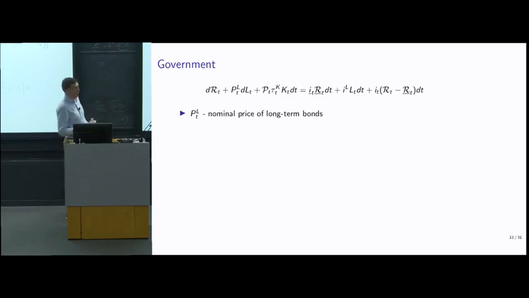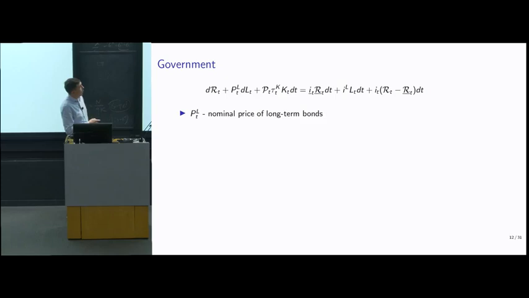Let's move on. The government. That's the final part of the model setup before we can talk a bit about the equilibrium. So this is the consolidated government budget constraint. On the left-hand side, you have the different sources of revenues for the government, and on the right-hand side, you have the different sources of expenditures. So how can you earn as a government? You can issue reserves. You can issue long-term bonds, and you sell them at the price that is there endogenously. Or you can raise taxes.